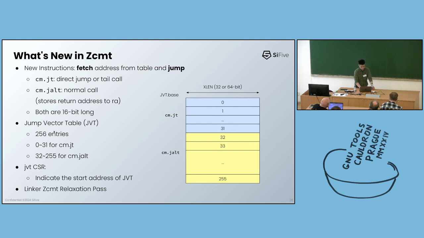Okay, and we need to create a vector table, a jump vector table. In the spec, it has 256 entries. The first 32 entries are for cm.jt, and the others are for cm.jalt. Also, we need a CSR to store the start address of the JVT, and the CPU uses this register to compute the offset of different indexes. And also, we need linker relaxation passes for Zcmt.